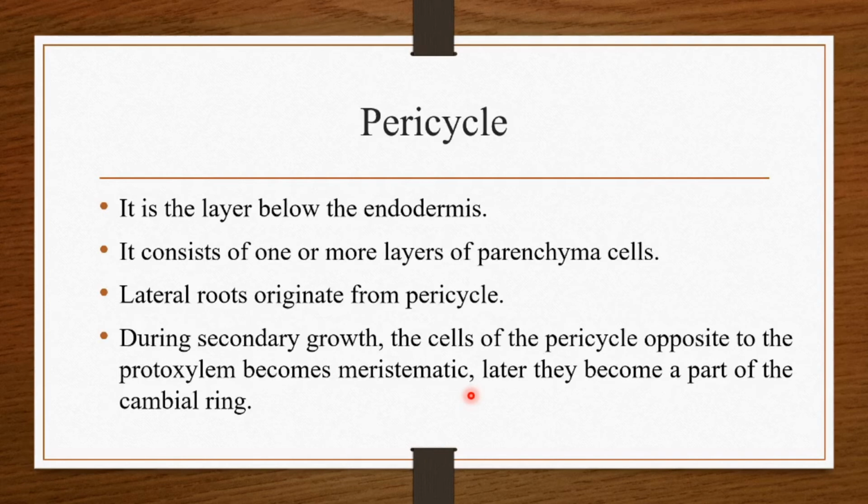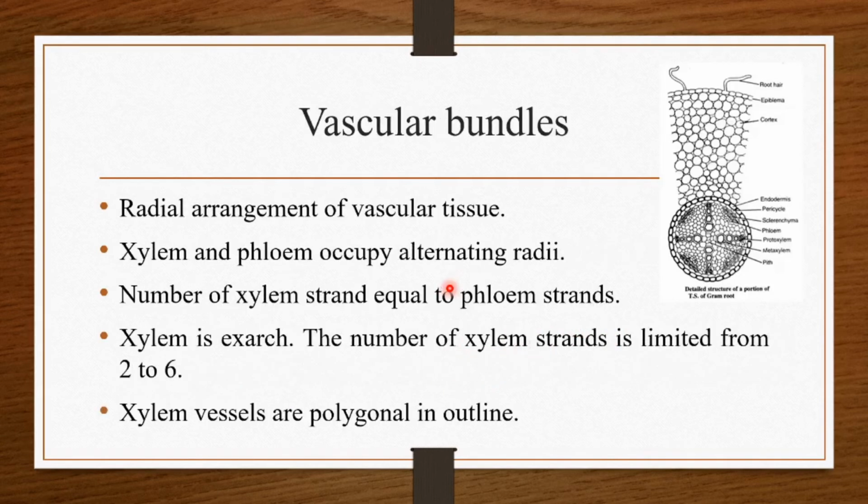First one is the pericycle. It is the layer below the endodermis. It consists of one or more layers of parenchyma cells, and lateral roots originate from the pericycle. During secondary growth, the cells of the pericycle opposite to the protoxylem become meristematic, and later they become a part of the cambial ring.